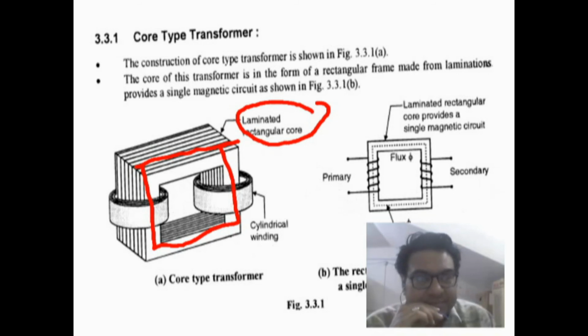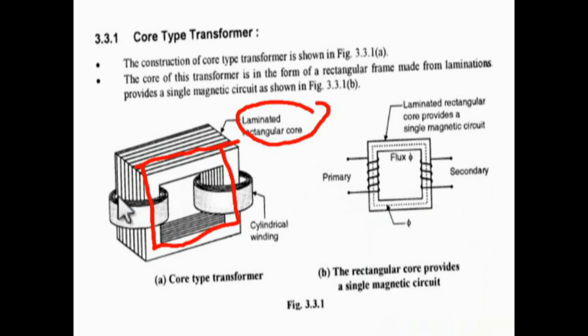Okay, you see, windings will be placed here, guys. These are the windings wound on the limb of the transformer core, and these are called cylindrical windings. See here, this is the electrical equivalent diagram. The laminated rectangular core provides a single magnetic circuit, and this is the primary. This forms the primary circuit.